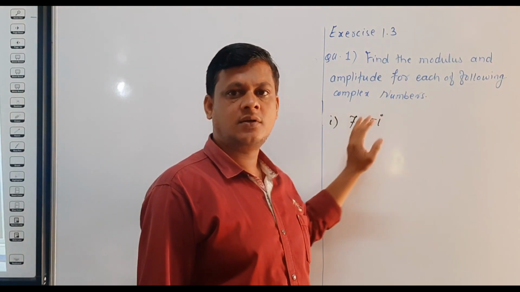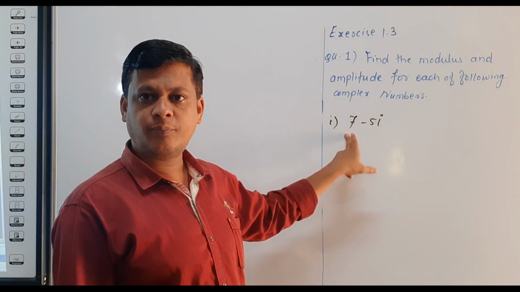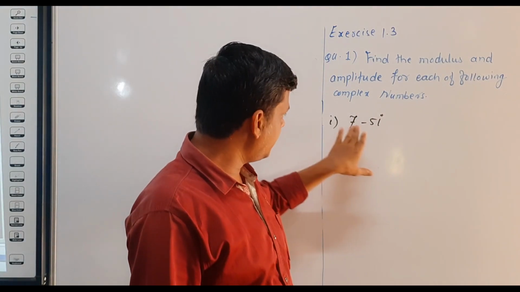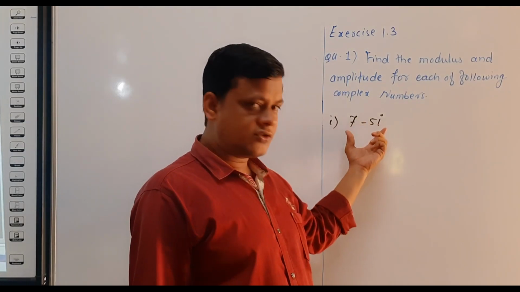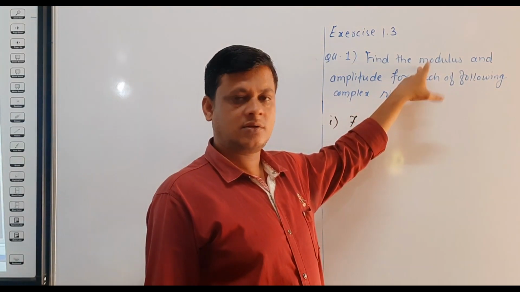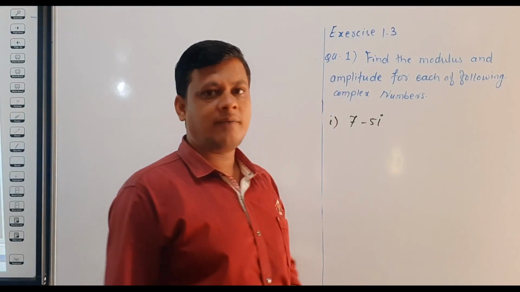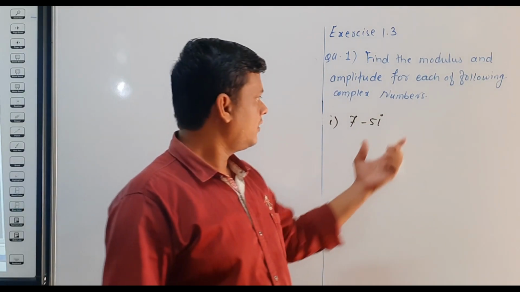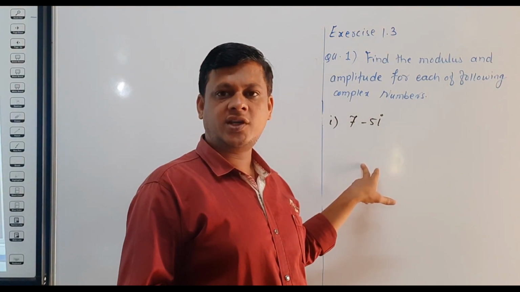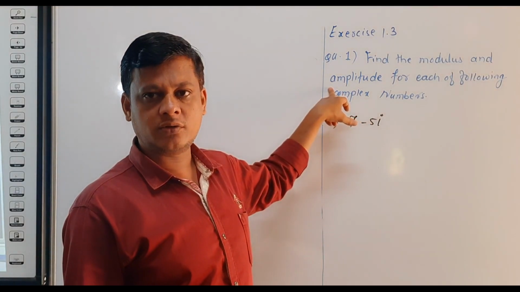Modulus means, when we represent this complex number in point form or as an ordered pair, the distance of the point from the origin is nothing but the modulus. And second is amplitude. So the angle made by the segment joining the point with the origin with the positive x-axis, that is amplitude.